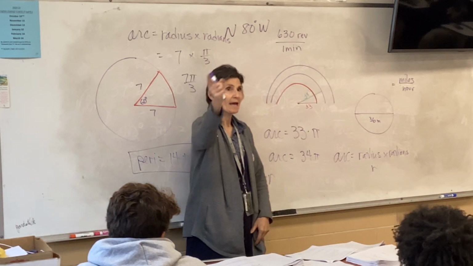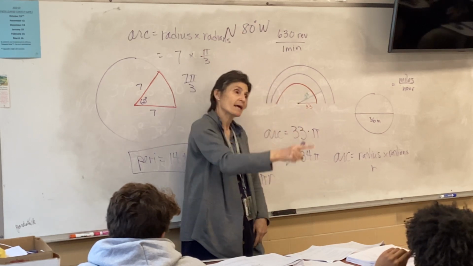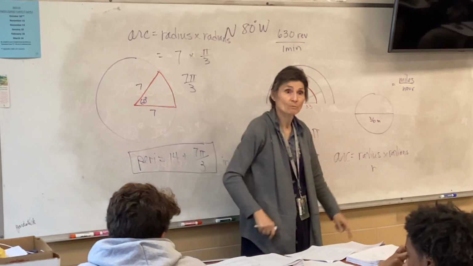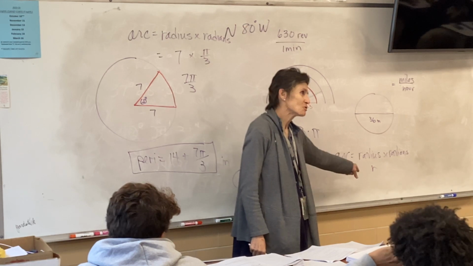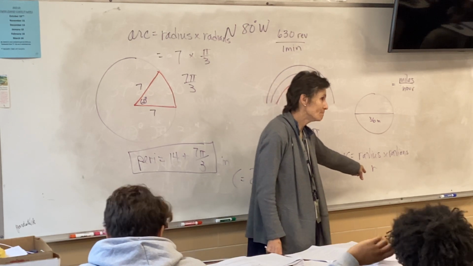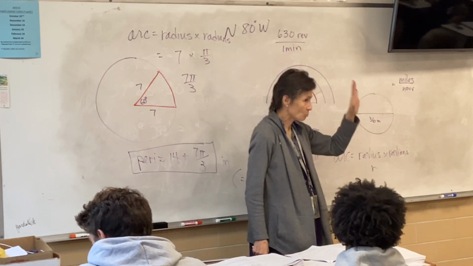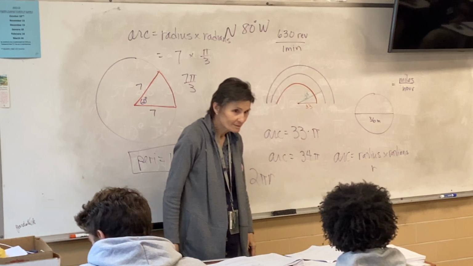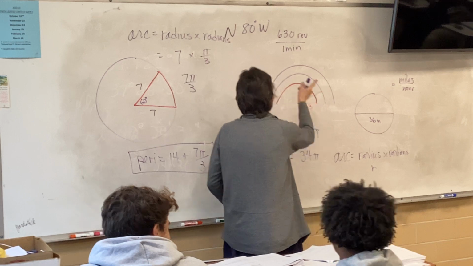If we're doing an entire arc, how big is that angle? 360. What's 360 in radians? 2 pi. That is your arc length formula if you're going 360 degrees, which is what a circumference is. See how it all fits together? Gosh, you gotta love it. Okay, so here we go.